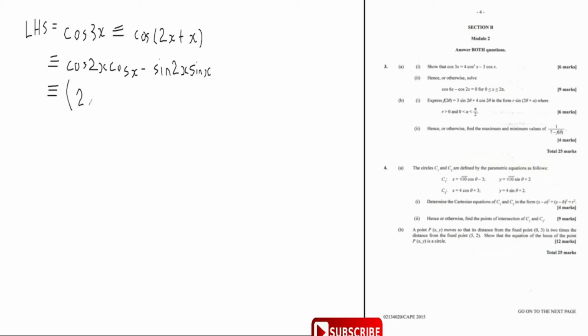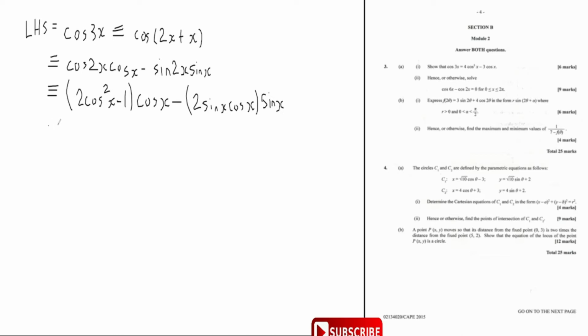So I'm going to write 2 cos square x minus 1. That is the double angle formula for cos 2x, and it is being multiplied by cos x. Nice and easy. Minus sine 2x, and as we know, sine 2x is 2 sine x cos x. So we have 2 sine x cos x, and that is being multiplied by sine x.